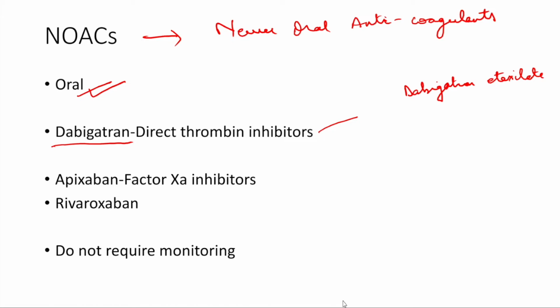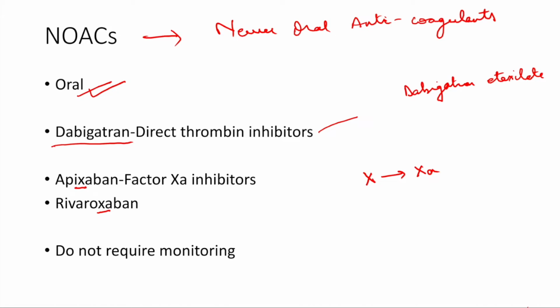So how do you remember this? The names of apixaban and rivaroxaban have this X in them, and this X stands for factor Xa inhibitors. So remember that if the X is there, they are factor Xa inhibitors. If the X is not there, the D in dabigatran stands for direct thrombin inhibitor.